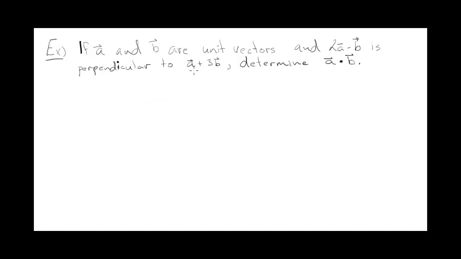So one way to do this question is to use the fact that these two vectors are perpendicular. Anytime you see that two vectors are perpendicular, that should tell you that their dot product is 0. That doesn't mean the dot product of A and B is 0. The dot product of 2A minus B and A plus 3B is 0. So I have this vector dot this vector.